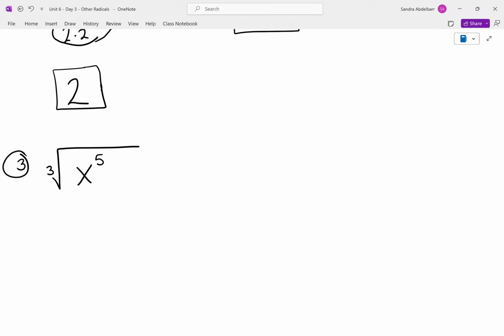All right, let's say I have the cubed root of x to the 5th. Same process. 3 goes into 5 how many times? Just 1 time. So that means 1x will be on the outside.